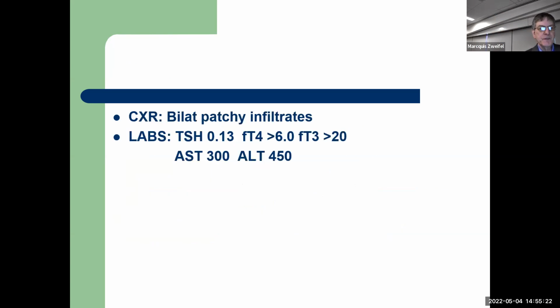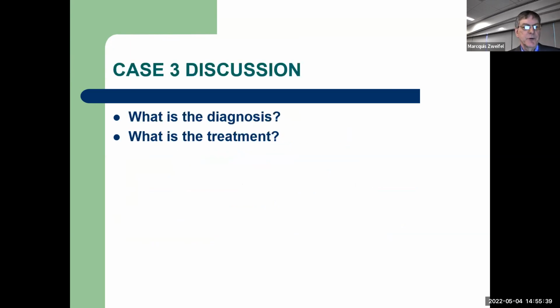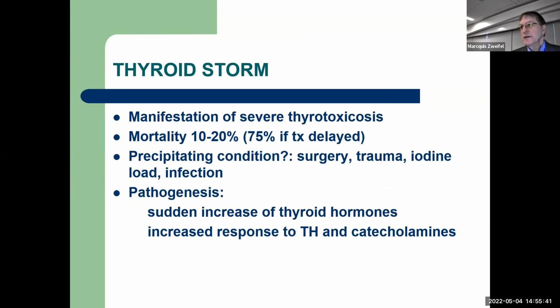Okay. Bilateral patchy infiltrates, TSH 0.1, free T4 greater than 6, free T3 greater than 20, and her liver functions are elevated. So that's a little bit of a flag. Okay. What's the diagnosis and what's the treatment? She had to be intubated. She was unstable. She's got a fever. Blood pressure is up, although a lot of times I'll see it low in this situation. But this is thyroid storm.